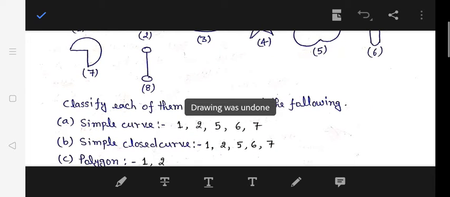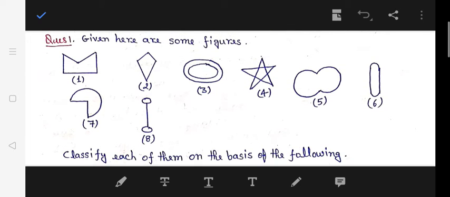Now you need to find the simple closed curves. I had found which are the simple curves. Now you need to find which are the simple closed curves. A simple closed curve is a curve which is closed, that should not be open. So here I am going to check. First one is a simple curve and it is closed also, so the first one is a simple closed curve. Second is a curve and it is closed also, so the second one is a simple closed curve. Third and fourth are not simple curves, so they will not be closed curves also. Fifth one is also a curve and it is closed, so that is a simple closed curve.